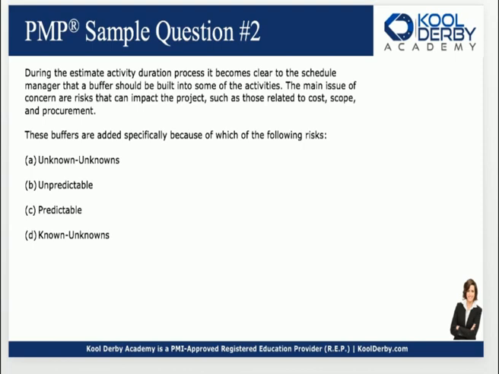An unknown unknown is a risk that catches you completely by surprise. You were just wiped out. Maybe it was a death from one of your key stakeholders. Maybe it was a terrorist attack or something like that. It just catches you by surprise.